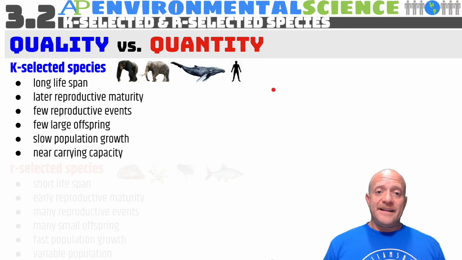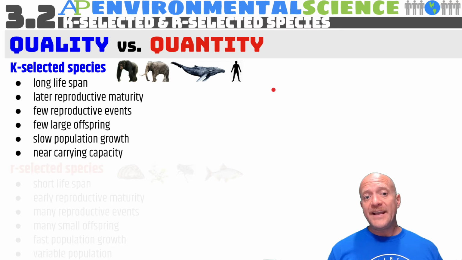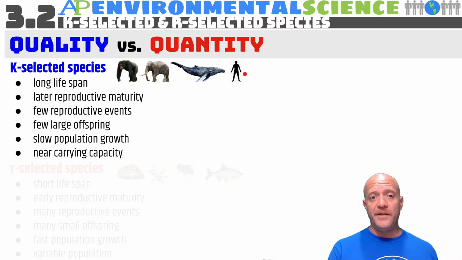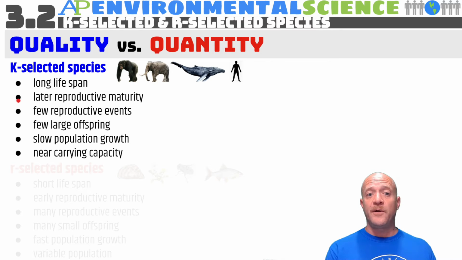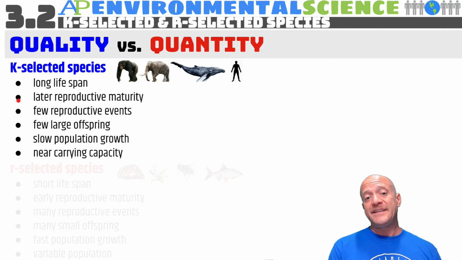Now, between K-selected and R-selected species, K-selected species have quality. R-selected species are more about quantity. So K-selected species, examples: chimpanzee, elephant, whale, human. So what are some characteristics? They have a long lifespan. They have later reproductive maturity. In other words, it takes a few years for organisms, or months relative to their size, but it takes a little bit longer in their life cycle to reach maturity.